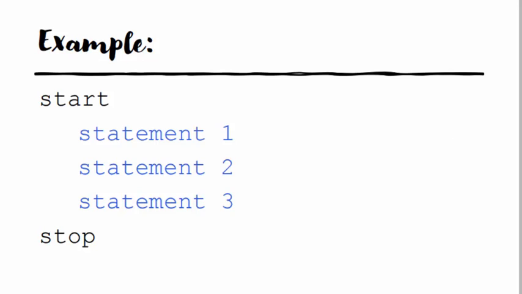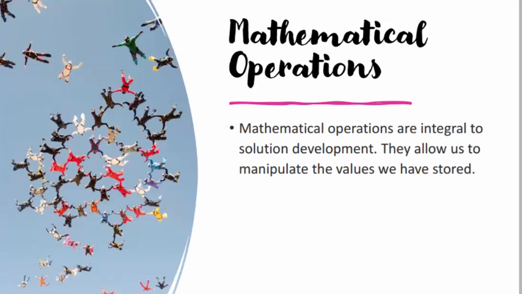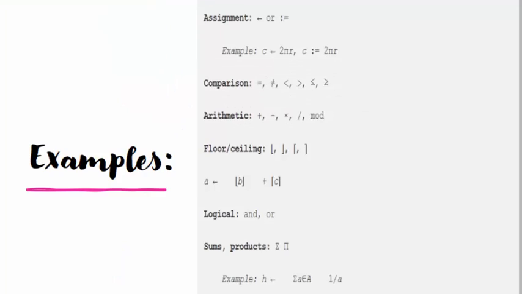Not only do we have statements, we also have mathematical operations in pseudocode. Mathematical operations are integral to solution development, and they allow us to manipulate the values that we have stored. Here are some examples of mathematical operations and symbols that we can use. They can be categorized as assignment operators, comparison operators, arithmetic operators, and finally the logical operators.